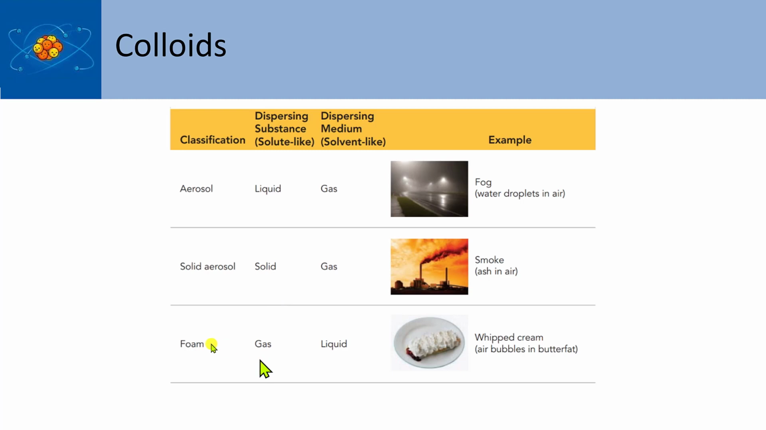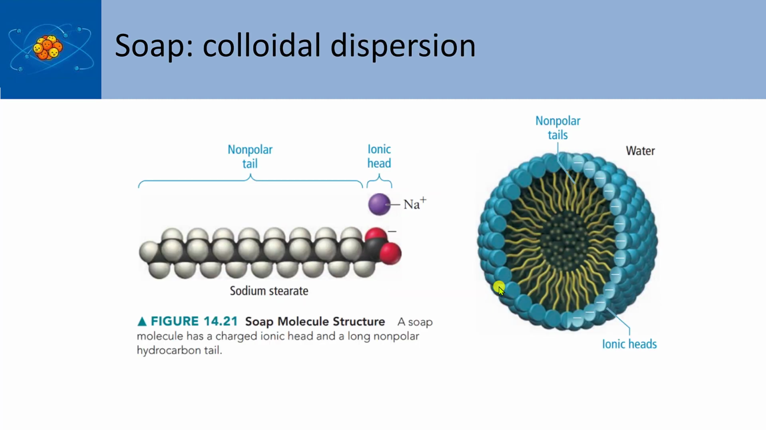And then there's another example, for example, whipped cream, which is considered to be a foam, right? So these are aerosols. This is a foam. A foam is actually a gas dispersed into a liquid, so when you get whipped cream. And there's other examples. This is simply an excerpt from a table in the book. Soap is also a colloid.